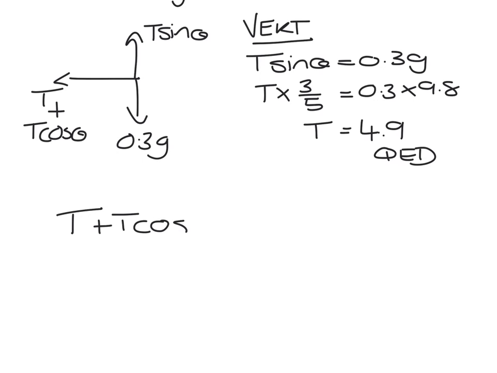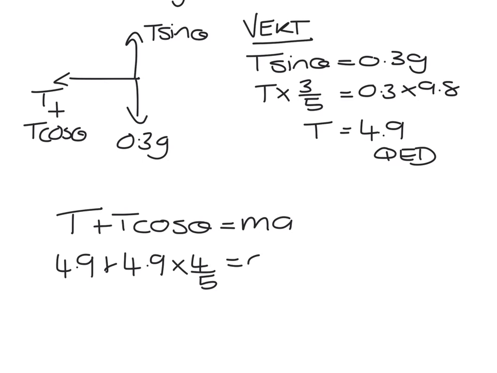so the force towards the centre has to equal mass times acceleration. I'd previously worked out that T was 4.9 and that the cosine of theta was 4/5. I know that mass is 0.3, and I know that when I have circular motion, acceleration is r omega squared, and in this case r was 0.2.